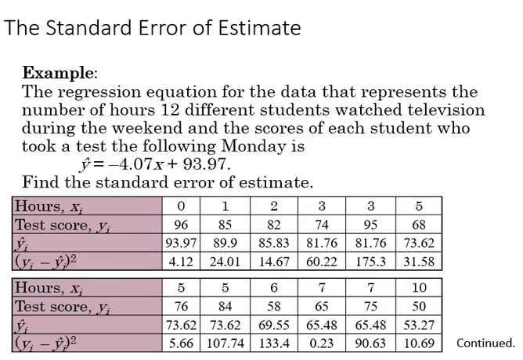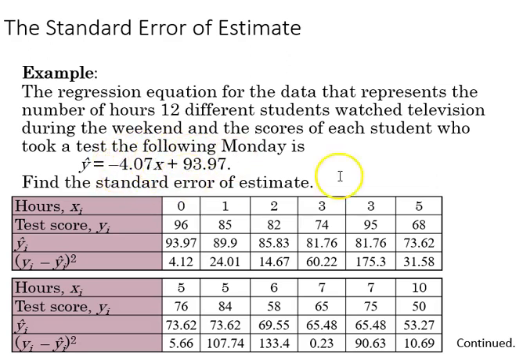And here's another example. We have a regression equation for the data that represents the number of hours 12 students watched television and the test scores they got on Monday. The y hat, our predicted y value, equals minus 4.07, which is our slope, times x value.